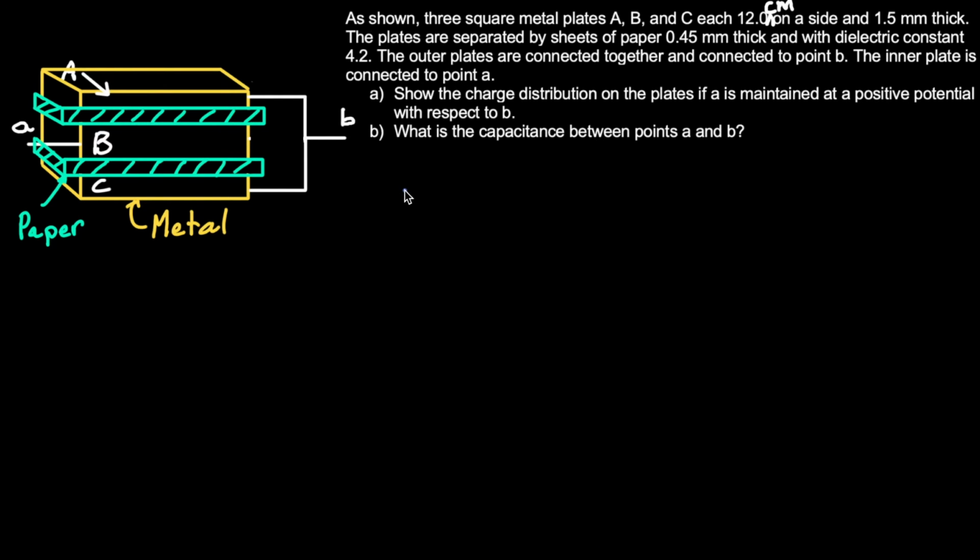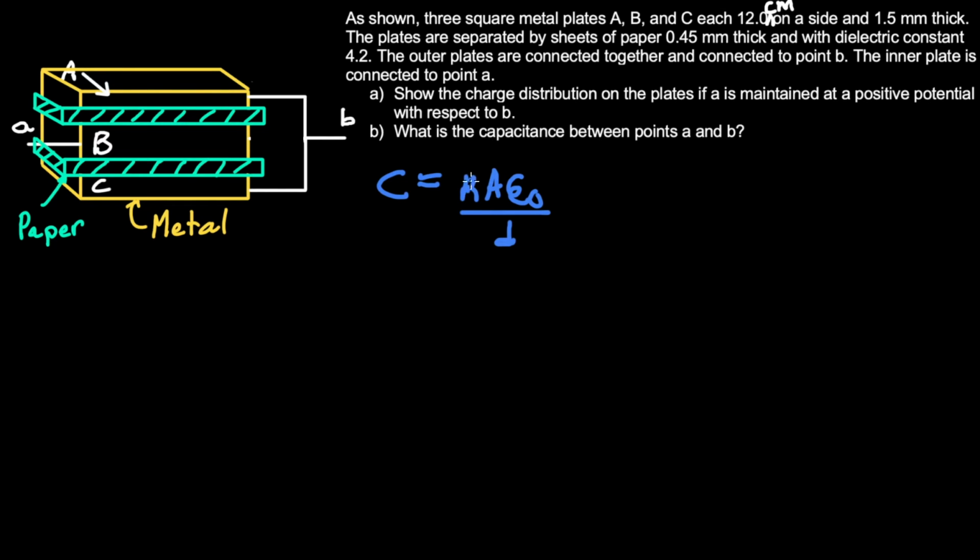And so we need to think about how we're going to find the capacitance now that we've determined the charge distribution on the plates. And so you may say, well, I know that the capacitance for parallel plates is given by C equals kappa A epsilon naught over D, right? Where kappa is our dielectric constant, A is the area of a singular parallel plate, epsilon naught is a constant, and D is the distance between the plates.